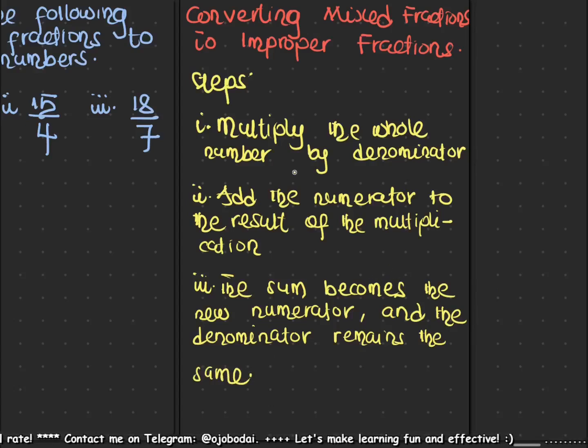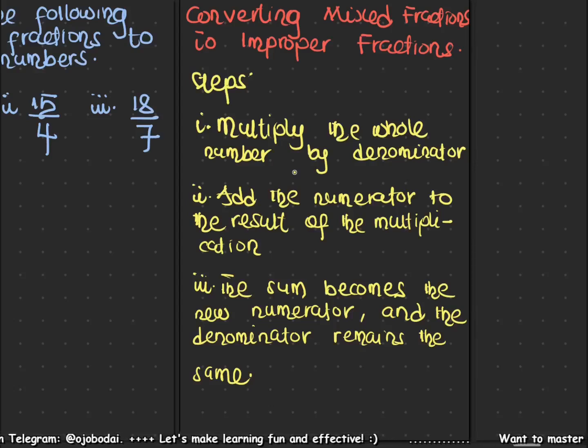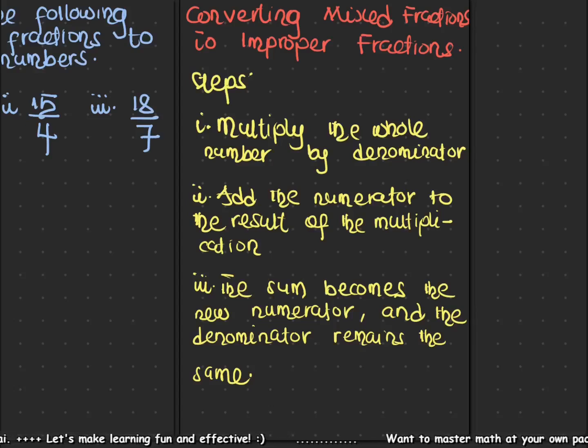So this is what we have here. First of all, multiply the whole number by the denominator. Now you add the numerator to the result of the multiplication. It simply means after multiplying, add the numerator to it. This you've done becomes your new numerator over the old denominator. Let's pick some examples so we understand it better.